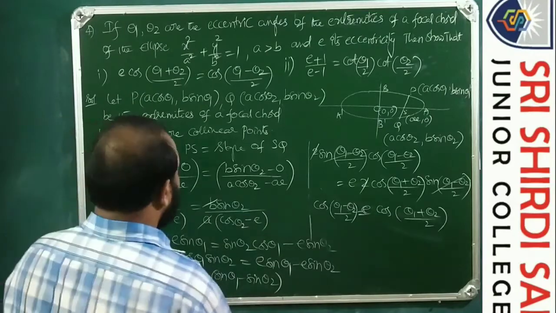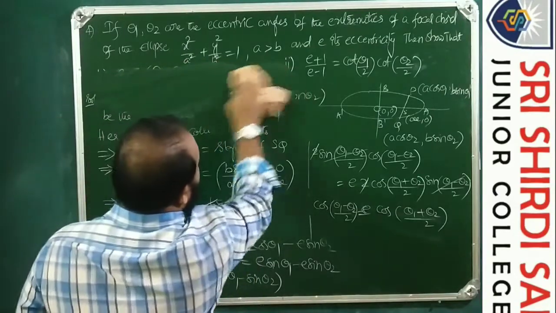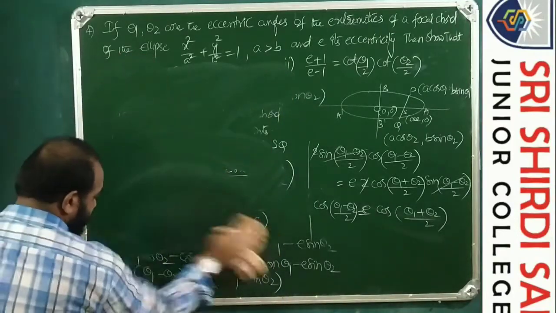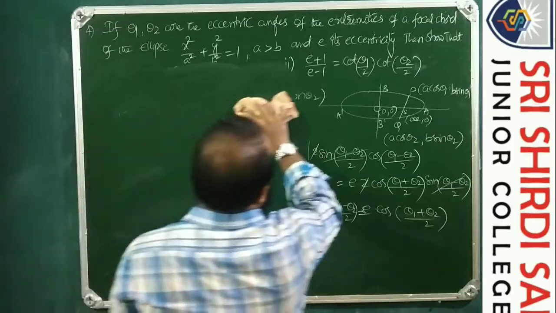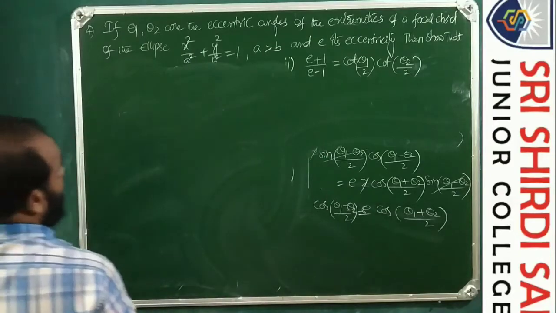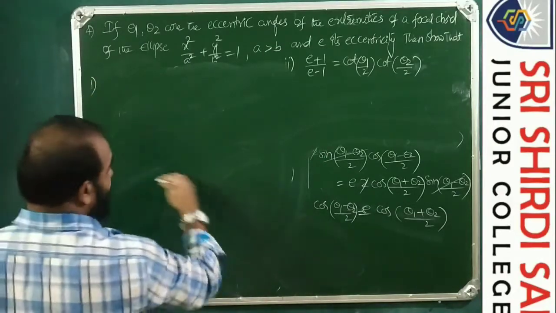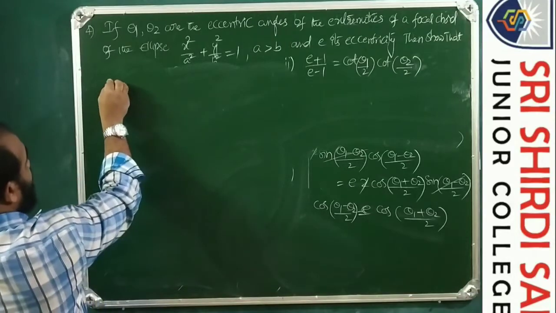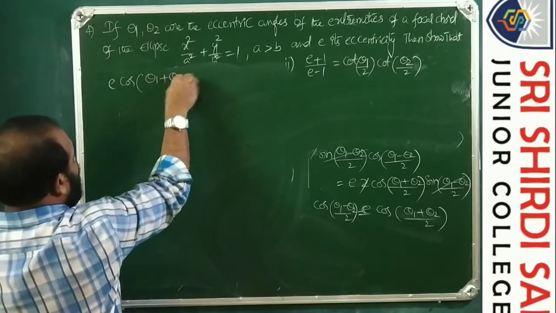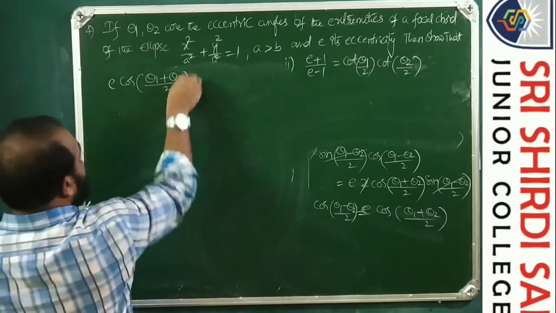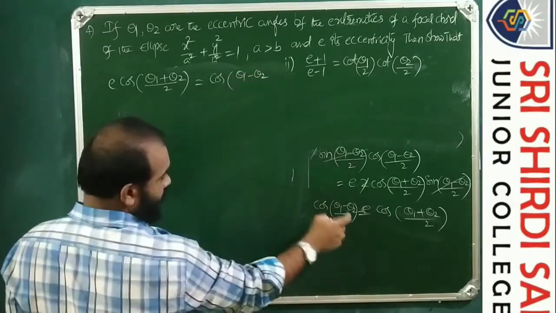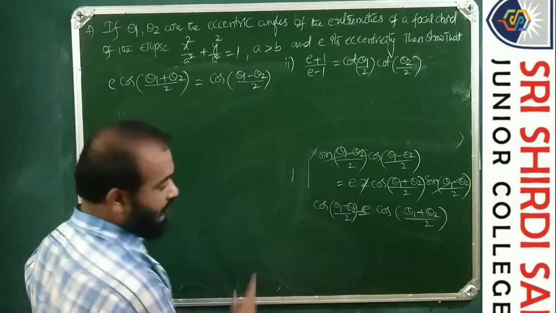Now we need to prove the second bit. What do we get at the end? We got E cos((theta 1 plus theta 2) by 2) is equal to cos((theta 1 minus theta 2) by 2). This is what we get, right?